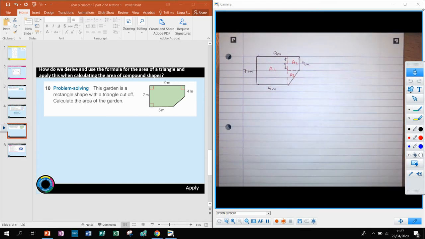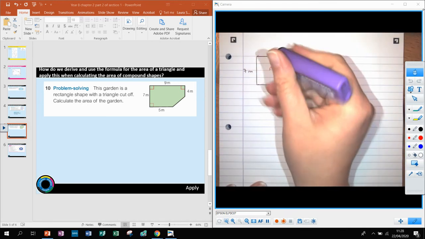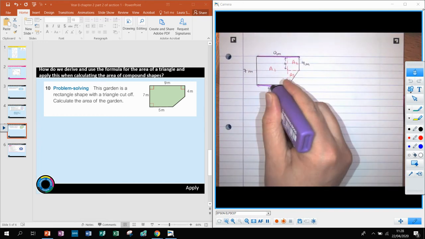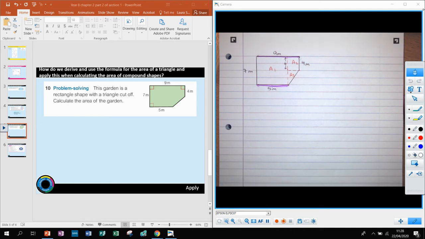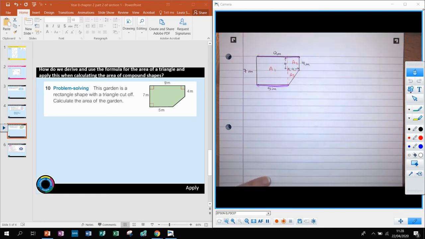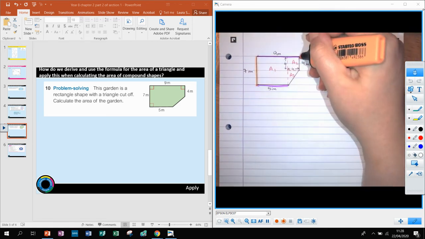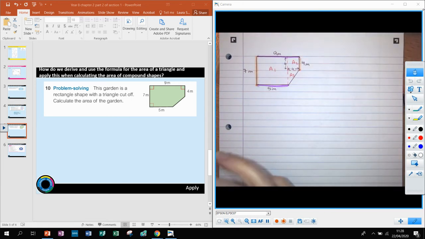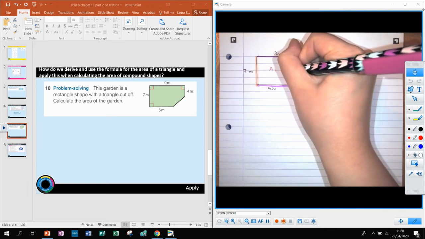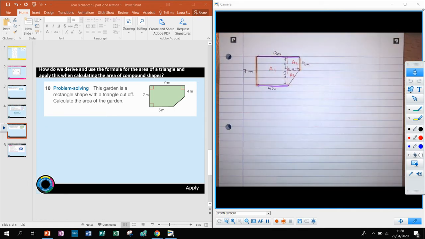Okay, and if we're looking at our horizontals, I have a 9 and a 5. 9 minus 5 is 4, so I know that this section is also 4. Okay, and the last bit I need to find is here. So my verticals are 7 and 4. So I'm left with 7 minus 4, which is 3. So that part is 3.